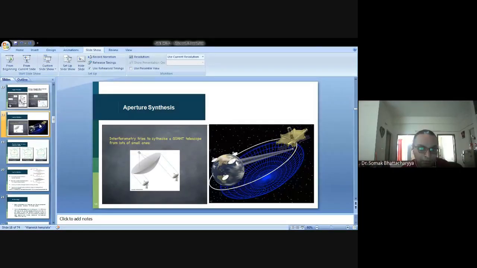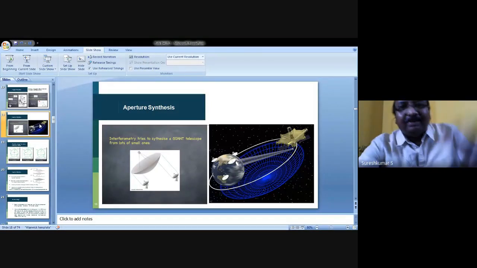The next question is, what is the criteria for choosing antennas and choosing the geographical area to build the radio telescope, and how is SKA useful in radio telescopes? Okay, so it's a general question.